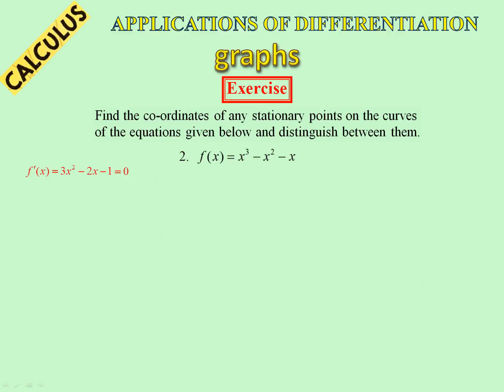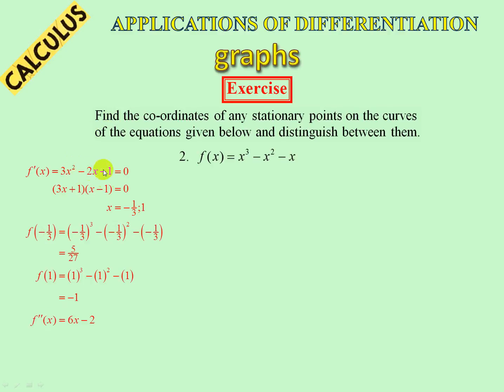Differentiate, equal to 0, factorize x values, sub in the original, and we have our stationary points. Second derivative. We differentiate the derivative. Now we say negative 1/3 in there. Oh, I can see that's going to give a negative. 1 in there, I can see that's going to give a positive.